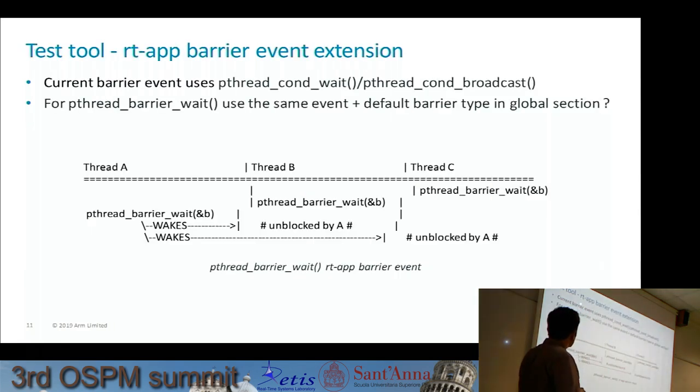Another thing which we could do to test this: our test application rt-app, which we do most of our big.LITTLE test cases on, has a barrier feature right now, but it's not implementing the pthread barrier wait, but something else where you wake up one thread after the other. So what we could do on the test side is to come up with a barrier default type.